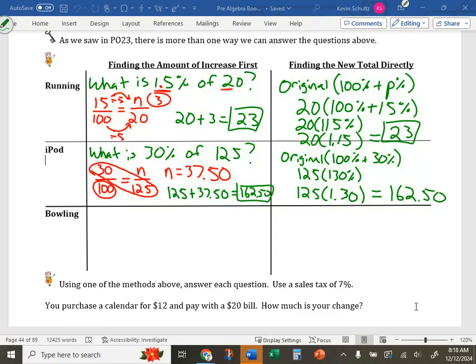Okay. The last one, a Boolean score of 180, and you want to increase by 45%. Using either method, calculate that out. A Boolean score of 180, you want to increase that by 45%. Using either method, the formula or the new total directly.